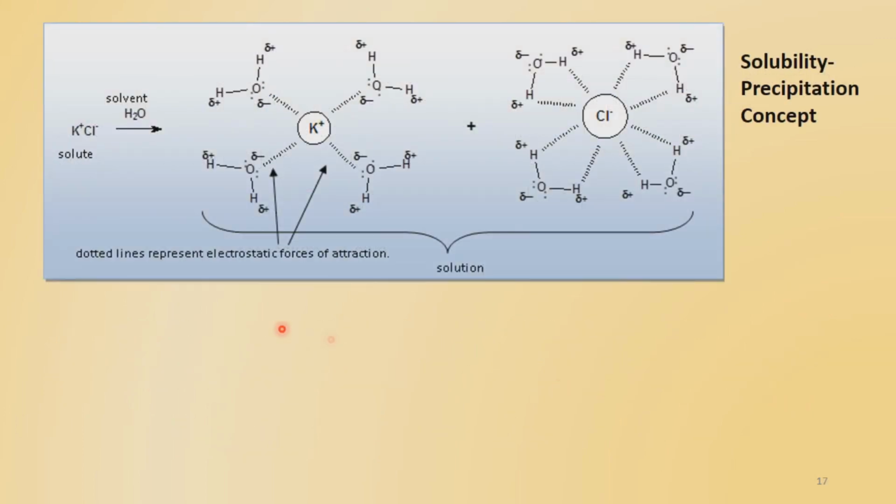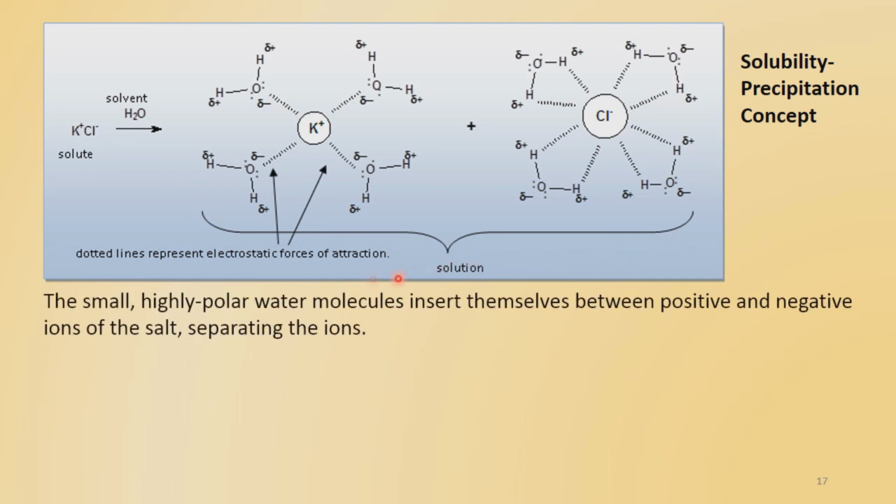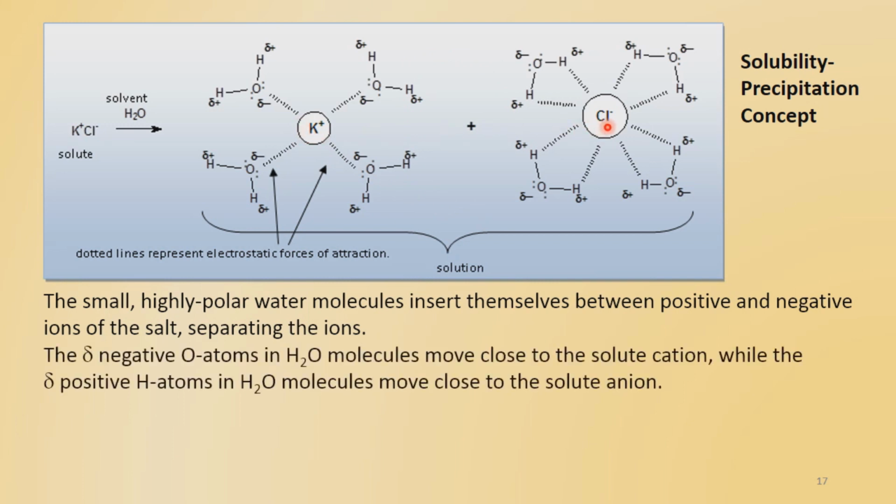Take a look at this illustration. Here we have potassium chloride solid, solute. We put it in water, and then this represents what's happening in solution. The small, highly polar water molecules, here they are, insert themselves between the positive and negative ions of this solute, separating the ions. The slightly negative or partial negative oxygen atoms move close to the solute cation, in this case potassium. They surround it.